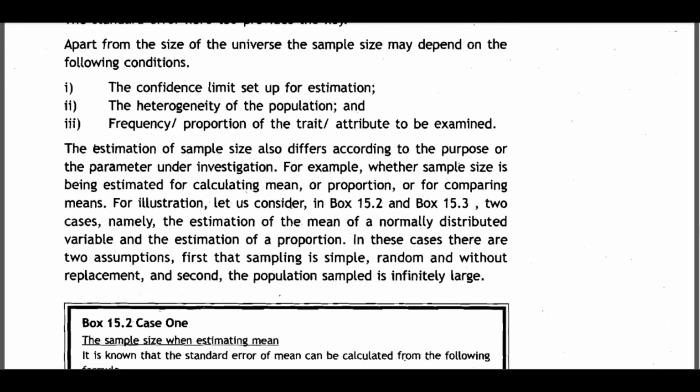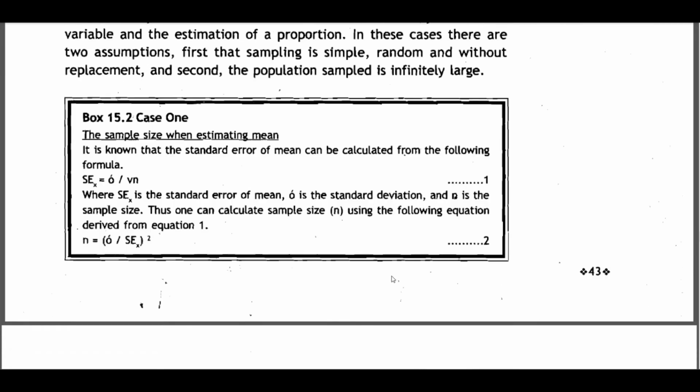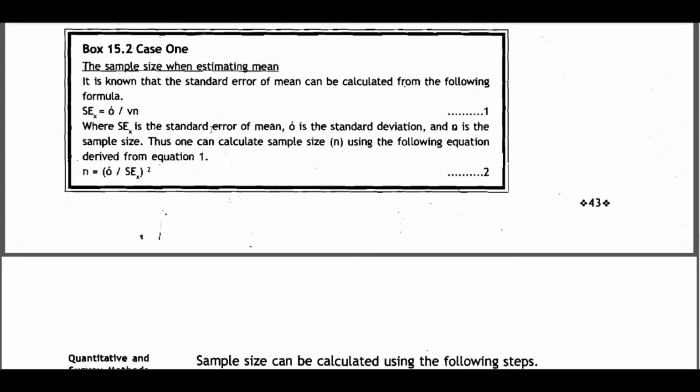For illustration, let us consider in box 15.2 and 15.3 the two cases, namely the estimation of the mean of a normally distributed variable and the estimation of proportion. In these cases, there are two assumptions. Firstly, the sampling is simple random and without replacement, and second, the population sampled is infinitely large. Box number 15.2, case 1. The sample size when estimating mean.